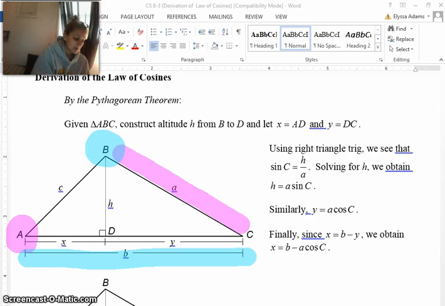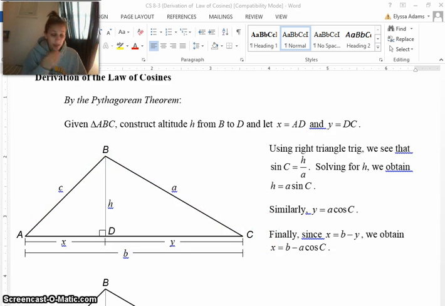The same thing happens with C. Here's my capital C. That's the vertex C and that is angle C. If I look directly across from that, this side over here is labeled with a lowercase c. All right, let's erase that.